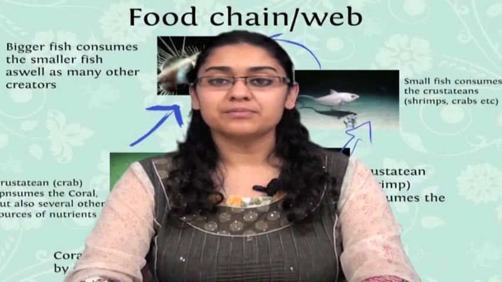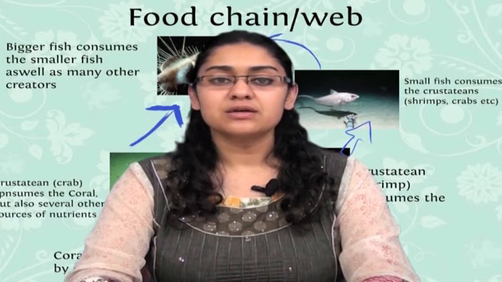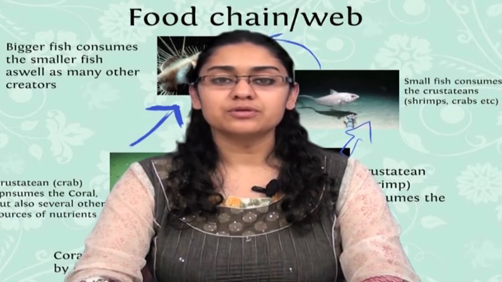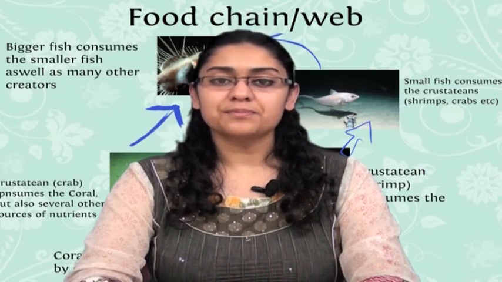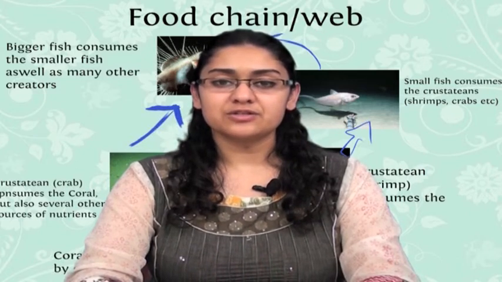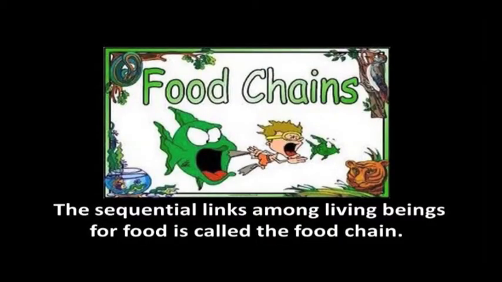Every living being, be it flora or fauna, needs a supply of food for its survival. Living beings need food for the purposes of growth, movement, and reproduction because it is food that provides living beings with energy for every action. The sequential links among living beings for food is called the food chain.